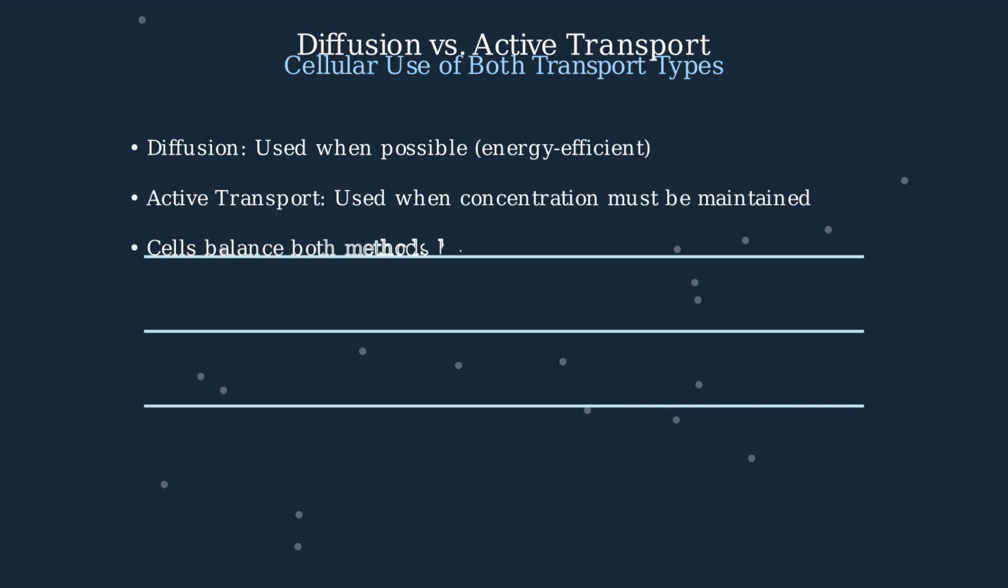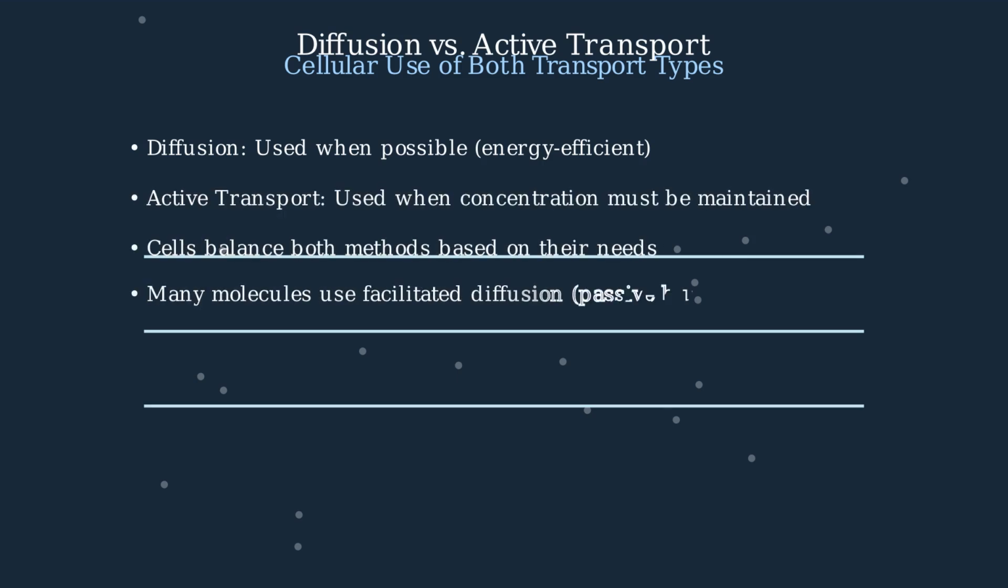Diffusion is preferred when possible because it's energy efficient. Active transport is essential when cells need to maintain specific internal concentrations different from their surroundings. Many cellular processes rely on a balance of both methods working together.